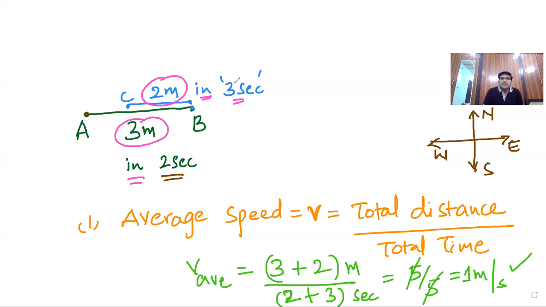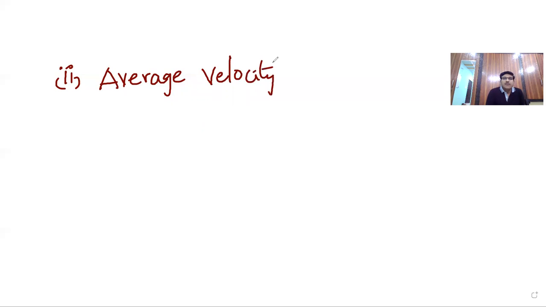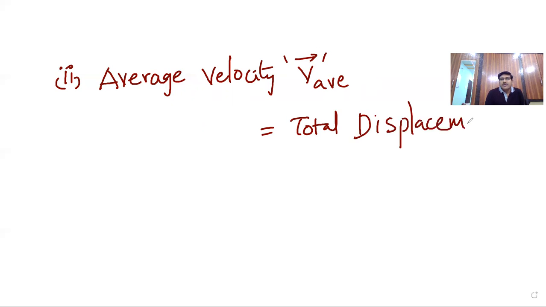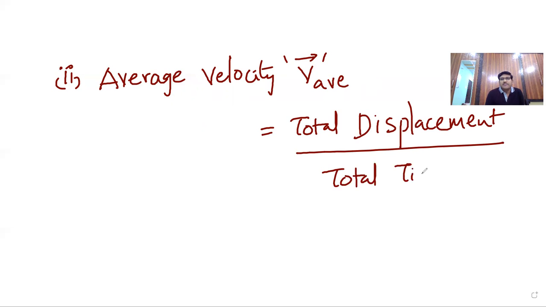Okay. Now, let us take up the second one, that is average velocity. Velocity has a direction. V bar, the average velocity, is defined as the total displacement during the entire journey divided by the total time. This is the formula. Clear?